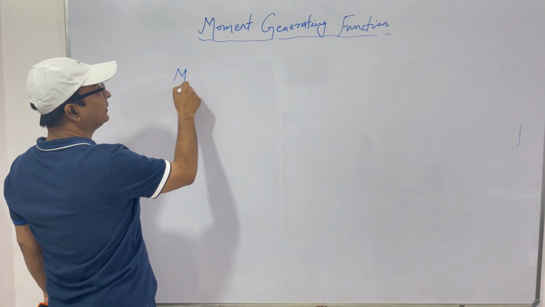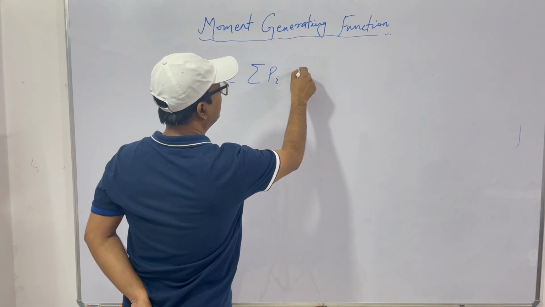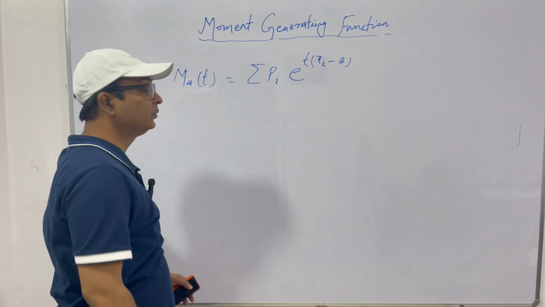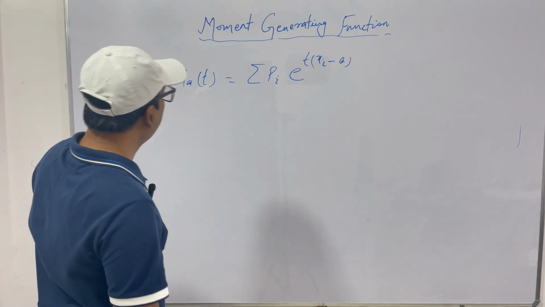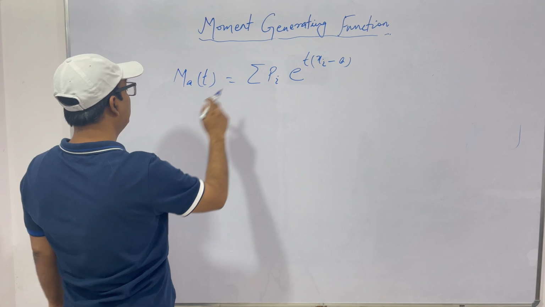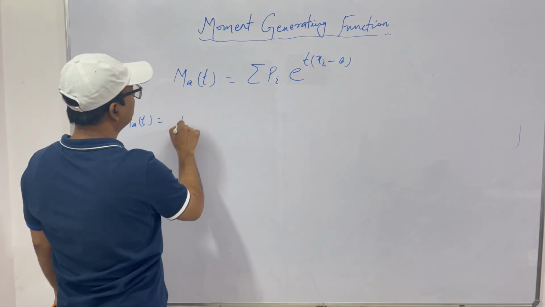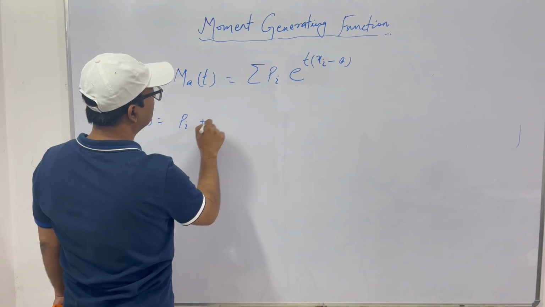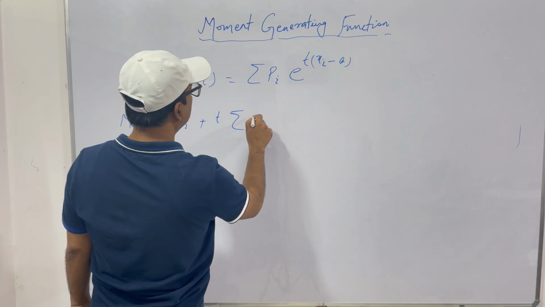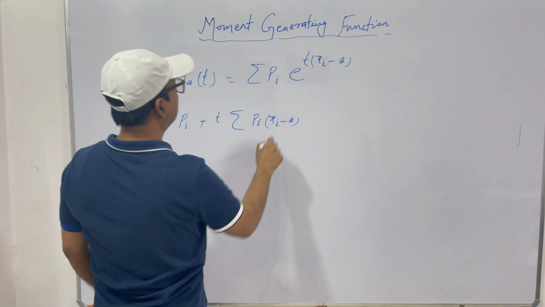So what have I written? This is equal to the sum of p_i e to the power t(x_i minus a). Small a or capital A, whatever you want to use. If you expand this exponential function, what you will get is: first p_i, then second will be t into the summation of p_i into (x_i minus a).